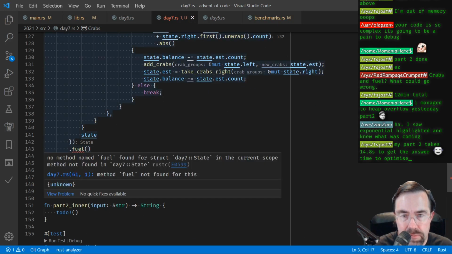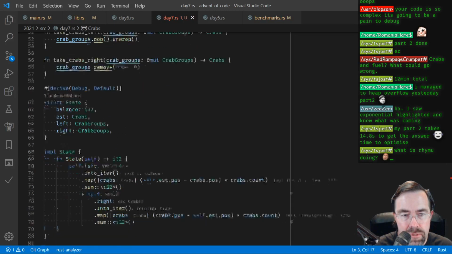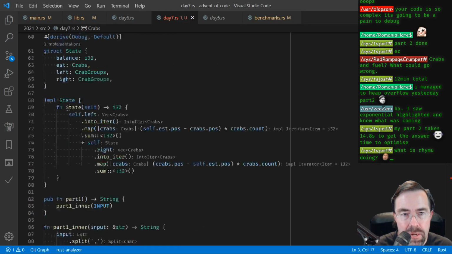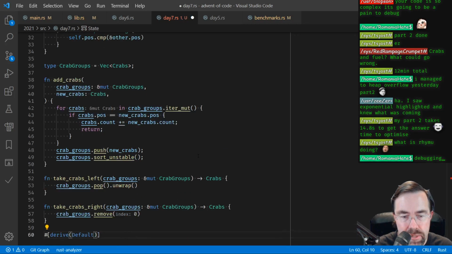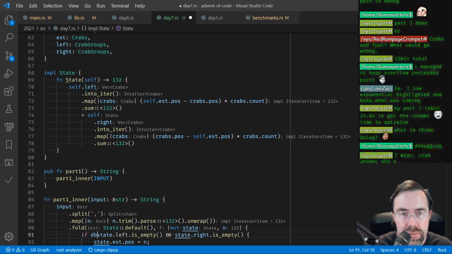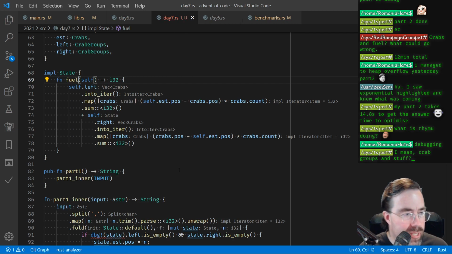And then fuel doesn't work because... Wait. What happened to fuel? Did I accidentally delete it? I probably did. Let me undo until I get it back. Oh, I called it state. Yeah, okay, redo. Fuel. Probably someone in chat told me, I didn't even see it.